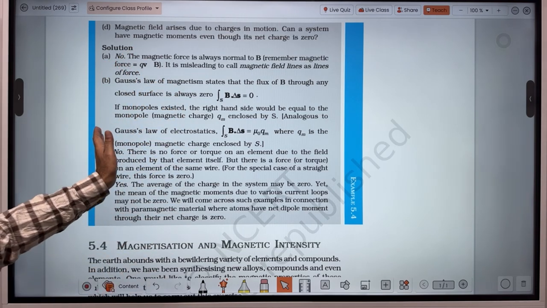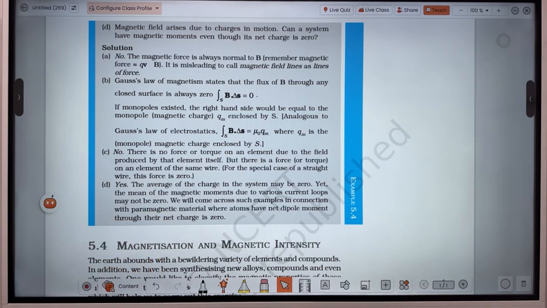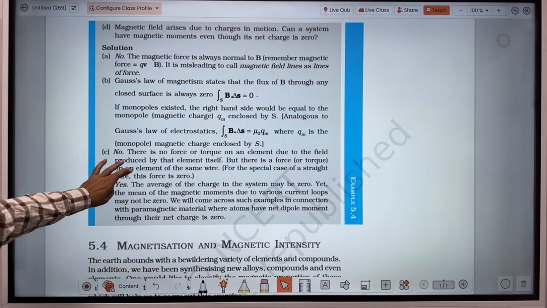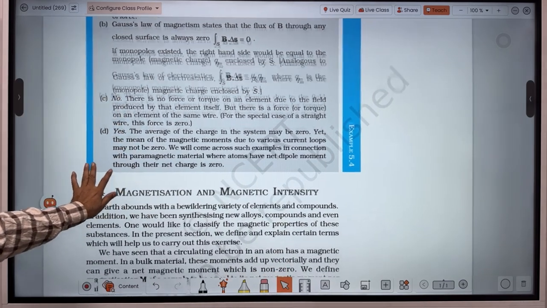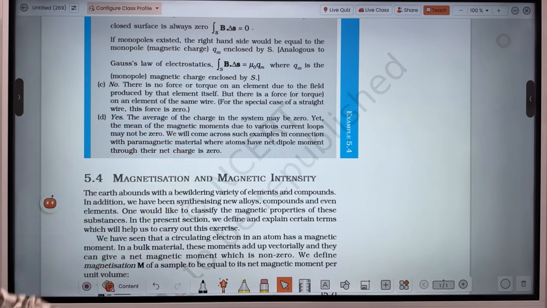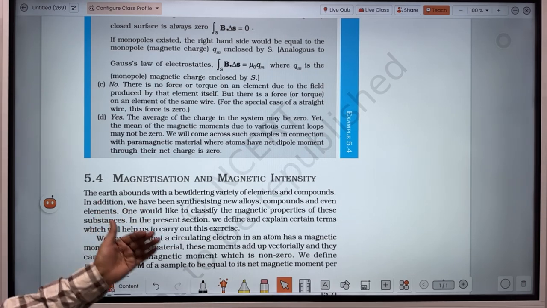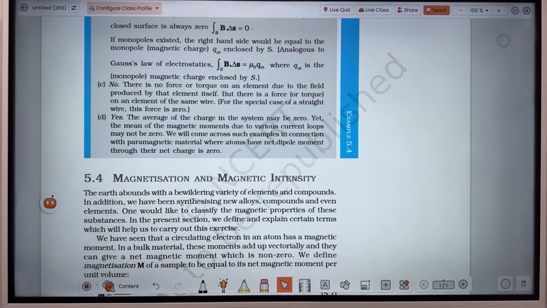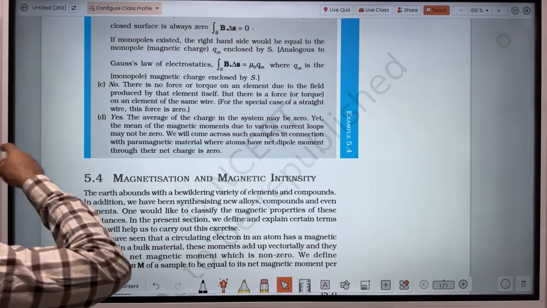Can a system have magnetic moments even though its net charge is 0? So the answer is of course yes. The average of the charge in the system may be 0, yet the mean of the magnetic moments due to the various current loops may not be 0. We will come across such examples in connection with paramagnetic materials, where atoms have a net dipole moment though their net charge is 0. So this point we will study later.